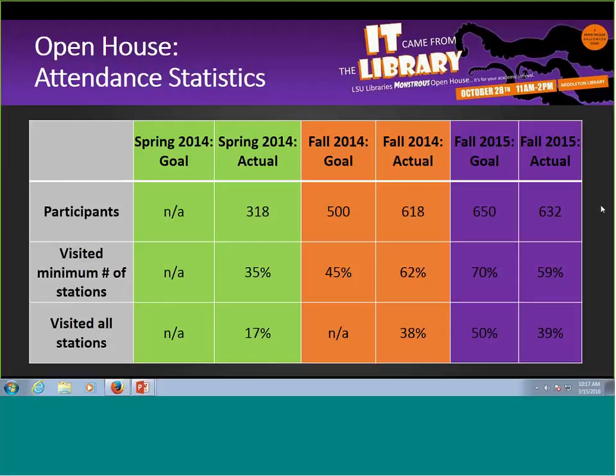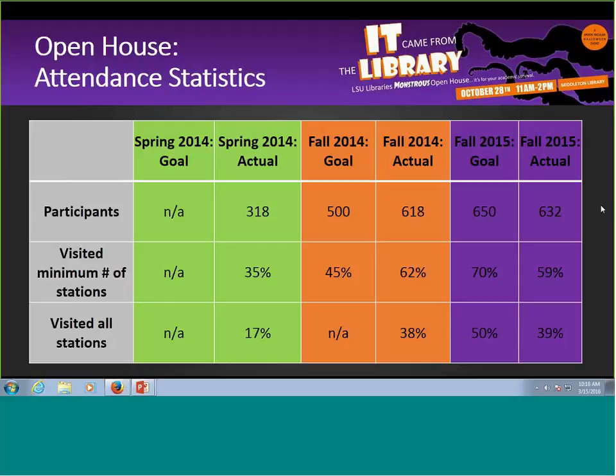And so we got quite ambitious. We made a goal of 650 for last fall, and as you can see, we didn't quite make our goal, and I'm going to explain some of the reasons why I think that may have happened. And then we had a goal of 70% of students visiting the minimum number of stations, and we increased that significantly because we actually decreased our number of stations. Instead of having 20 stations around the library, we tried to make it more focused, and we had 13 stations.